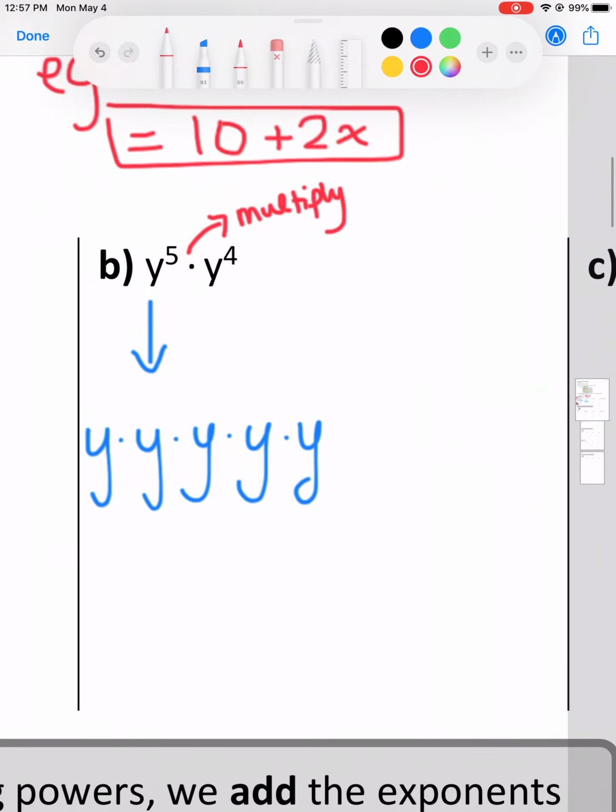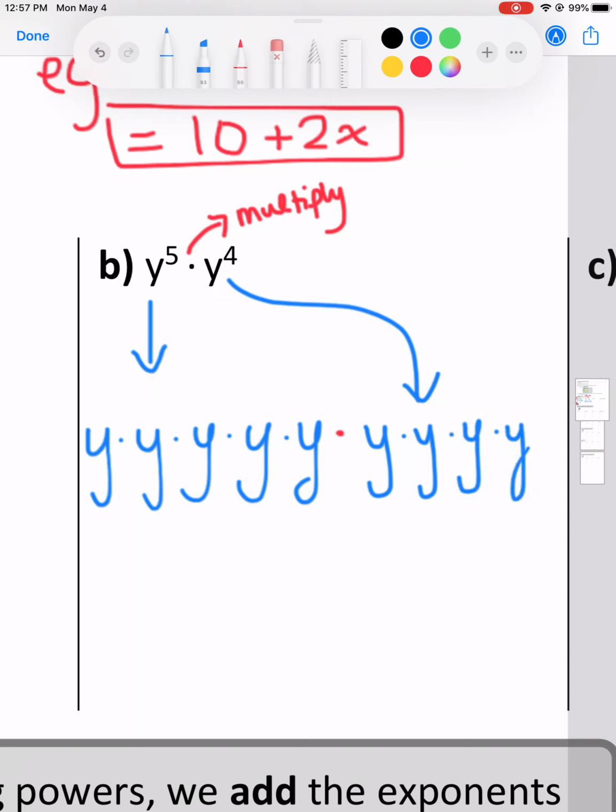Okay, so I'm going to throw that in here, just for you guys to be able to see the difference. Y times y times y times y. Again, we know that we're dealing with powers, so it's going to be y to the power of what? Well, how many do we have? 1, 2, 3, 4, 5, 6, 7, 8, 9. Y to the 9. That's my answer.